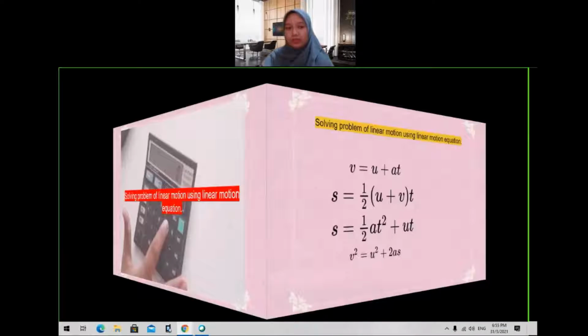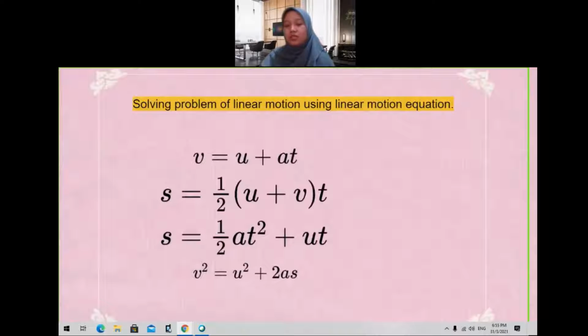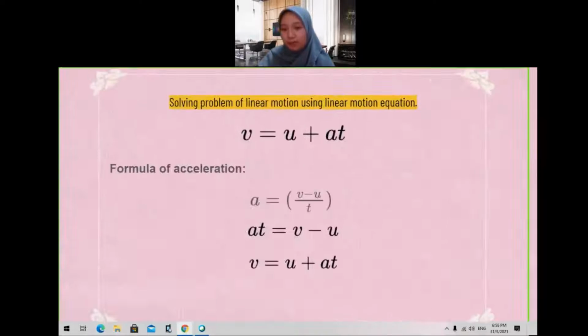Okay, now we are going to solve problems of linear motion using the linear motion equations. There are four equations that you need to learn. The first one is V equals U plus AT. The second is S equals half (U plus V) times T. The third is S equals half AT squared plus UT, and the last one is V squared equals U squared plus 2AS. We are going to derive how these formulas come about.